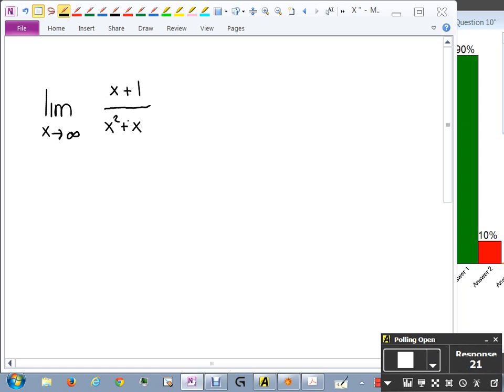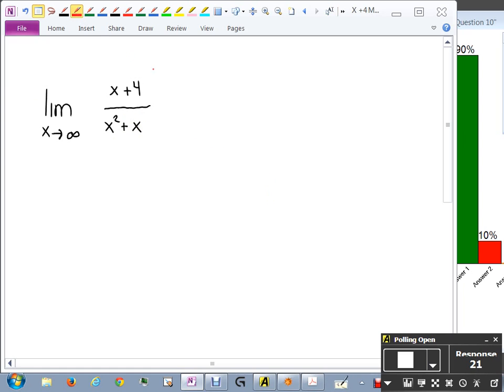Where's this headed? Infinity on top, infinity on the bottom, right? Can y'all change this 1 right here to a 4? Just so no one tries to factor an x out of the bottom and cancel. Just make it x plus 4 over x squared plus x.